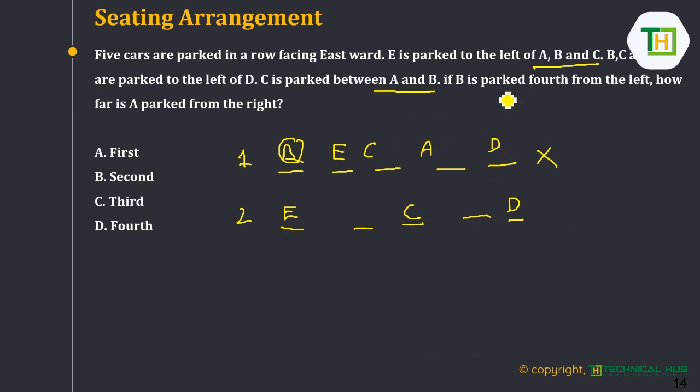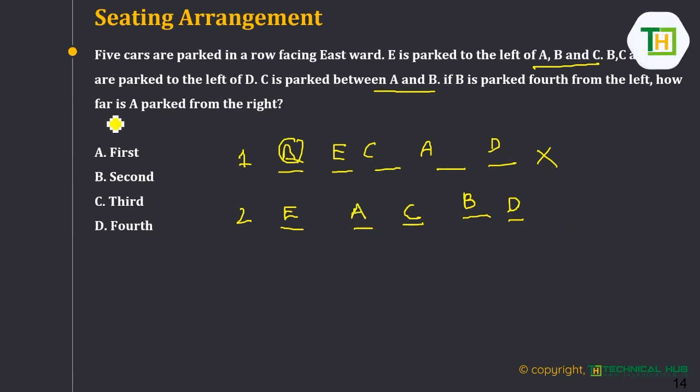B is parked fourth from the left. So this is the first from the left, this is the second, this is the third, and this is the fourth from the left. And the remaining portion is in this place. The empty place is here, so this is the remaining portion.